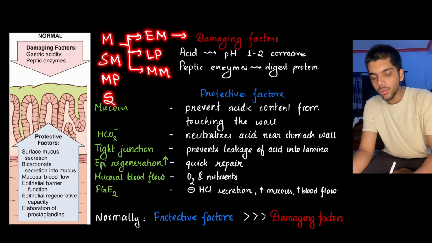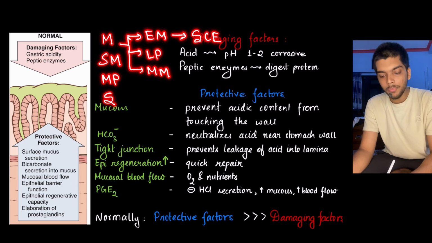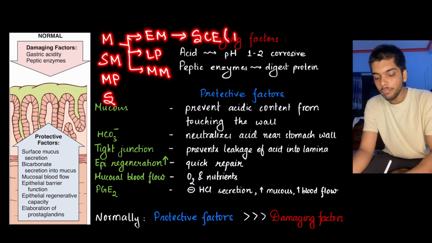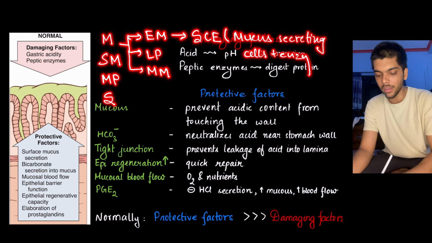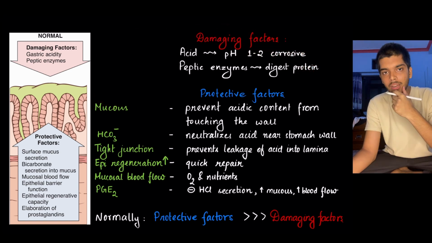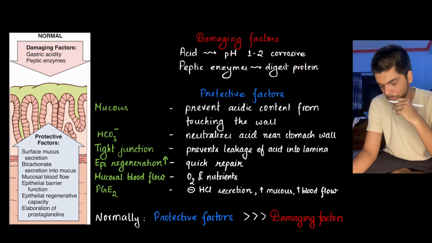The epithelial mucosa is composed of simple columnar epithelium. The simple columnar epithelium contains mucus secreting cells and enzyme secreting cells. Okay, that's basic histology that you most probably know.